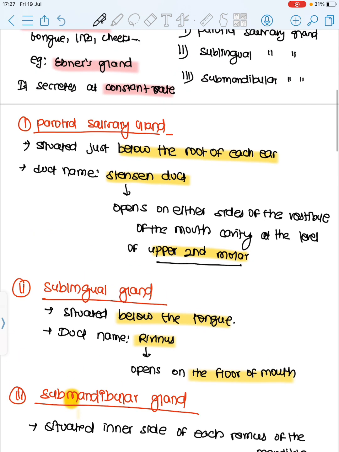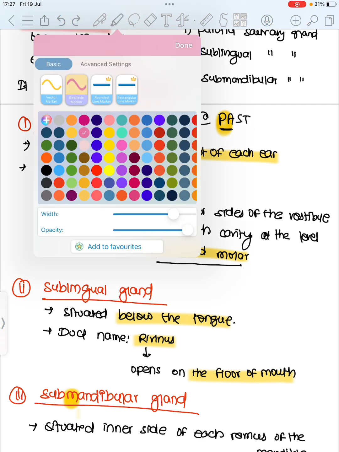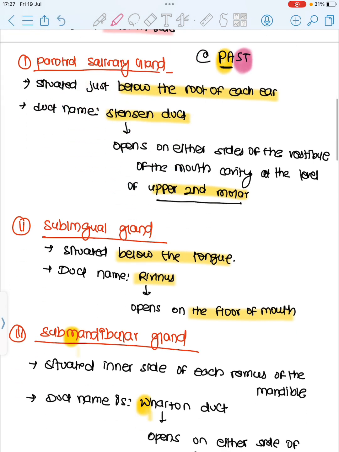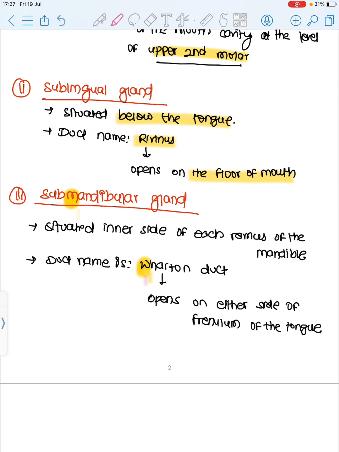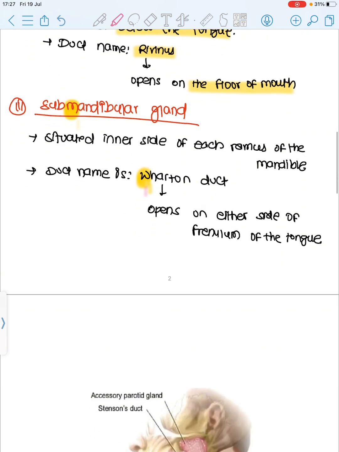If you want the mnemonic for the ducts, then it could be PSW: parotid gland duct is Stenson duct, and sublingual gland duct is Rivinus duct. Then submandibular gland is Wharton duct, and opposite M is W, so Wharton duct.